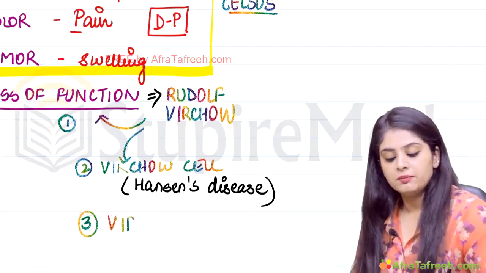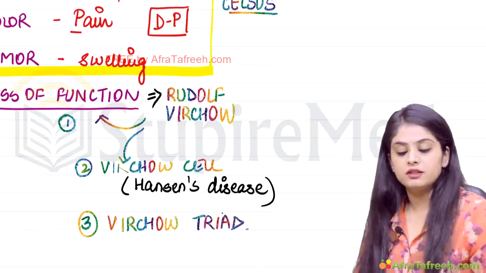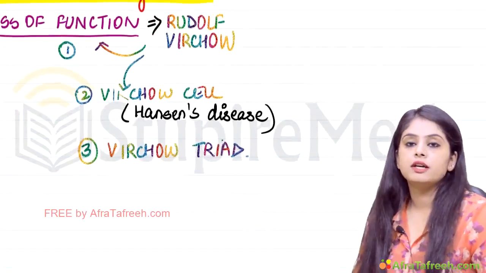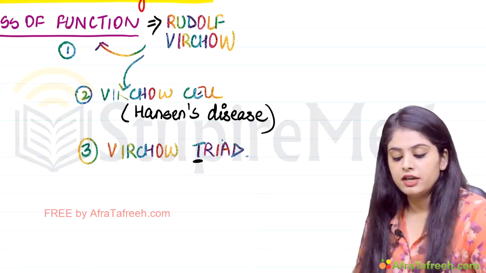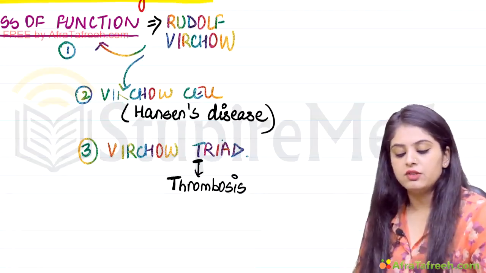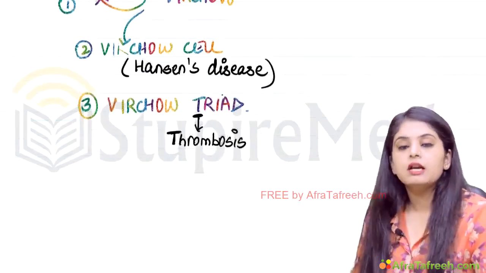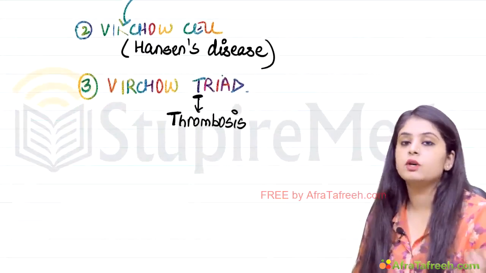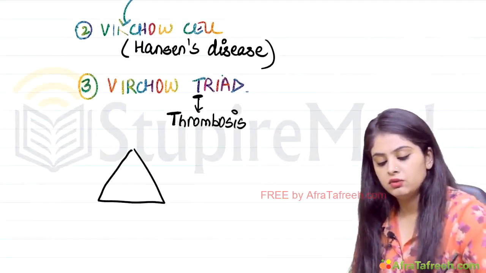He also gave us something known as the Virchow triad. What about the Virchow triad? First of all, for what disease do we consider this triad? This triad is considered for thrombosis. The Virchow's triad is for thrombosis. And if you're talking about a triad, it means we are going to deal with three things. What are those three things that you need to know?